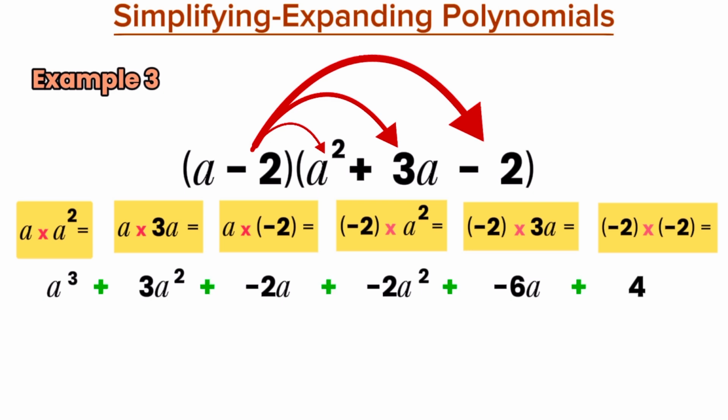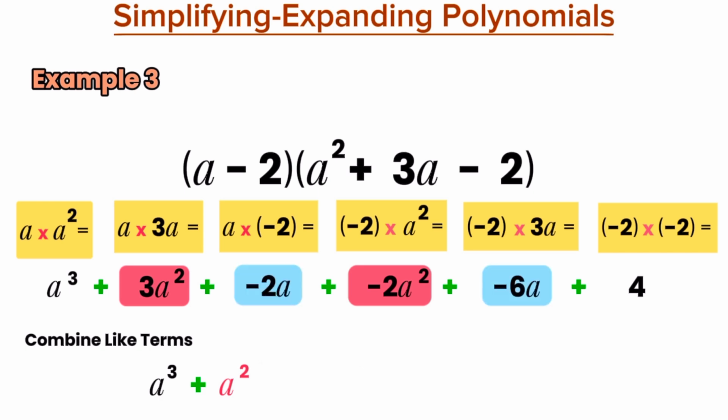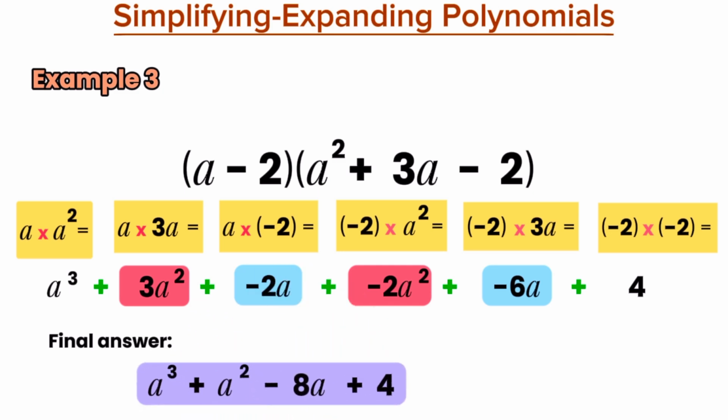Now we add all the terms together by combining like terms. 3a squared and negative 2a squared are like terms that we can add together to get 3a squared minus 2a squared, which is a squared. Also, minus 2a and minus 6a are like terms we can combine together. So that's minus 2a minus 6a to get minus 8a. Therefore, when expanded, the answer is a to the power of 3 plus a squared minus 8a plus 4.